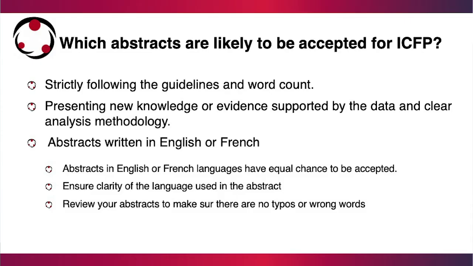Probably the most common question is, which abstracts are more likely to be accepted into the International Conference for Family Planning? This question is not as simple as it sounds. Your abstract is more likely to be accepted if it strictly follows the guidelines and word count, but ultimately, reviewers will judge the scientific integrity and contribution of your work. Abstracts that skip sections or do not provide sufficient information are much less likely to be accepted.